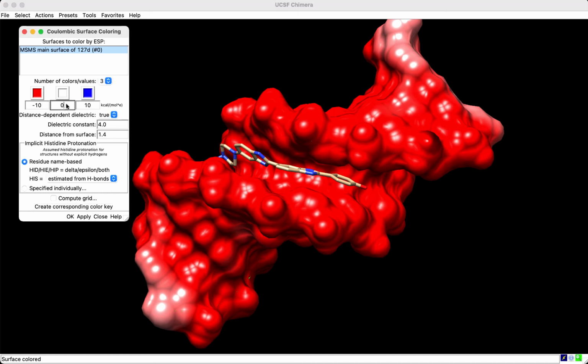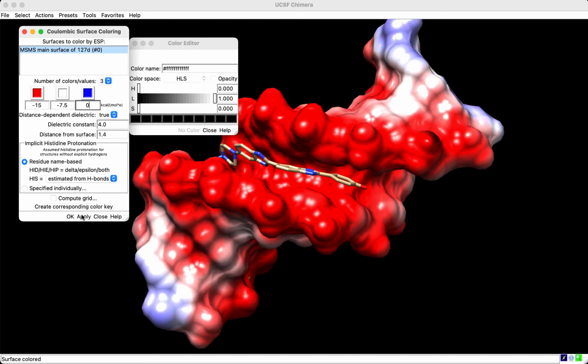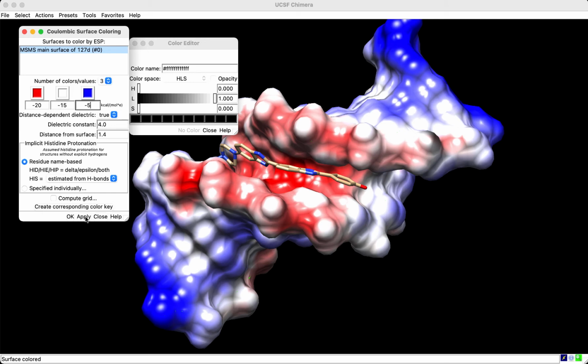I do know that the DNA molecule has a negative charge on the backbone. It is highly negatively charged. So I'm gonna say, let's say that this is minus, let's do minus 7.5. And I'm gonna set the blue to be at 0. This may make coloring a little bit better. Okay, it seems that, let's do minus 20. About minus 5. Okay, that's a little bit better.